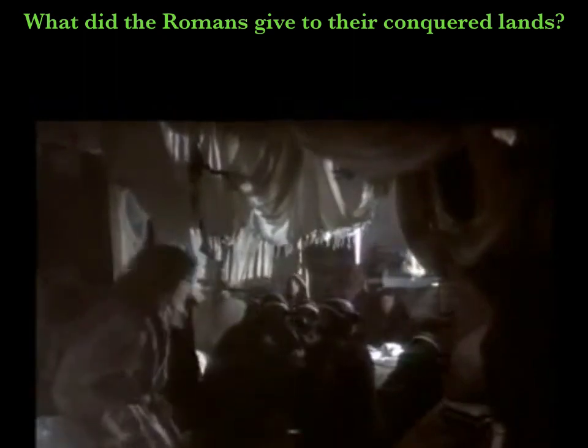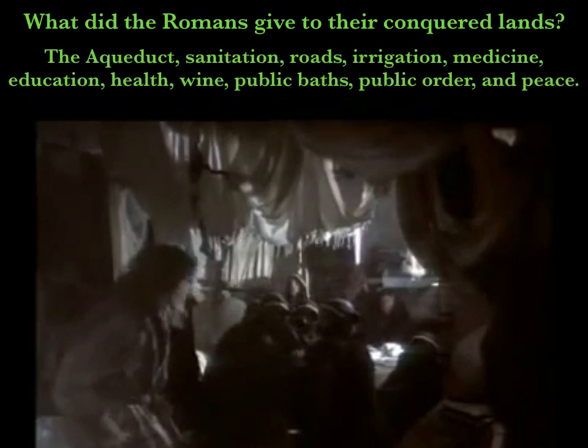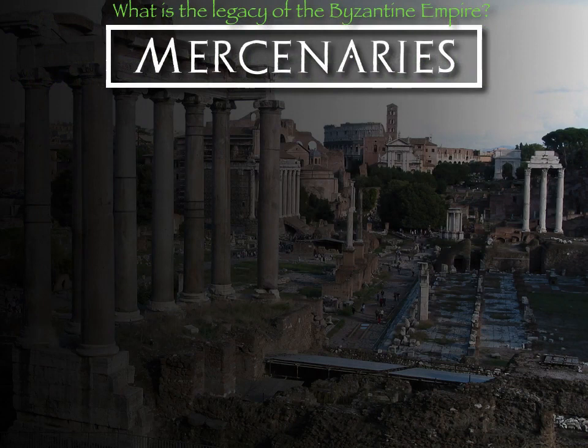What did the Romans ever do for us? Well, what did the Romans give to their conquered lands or conquered peoples? The aqueduct, sanitation, roads, irrigation, medicine, education, health, wine, public baths, public order, and peace. And they did give peace for a long time until the 5th century, when we have all of these Germanic tribes and peoples invading, constantly invading Rome.